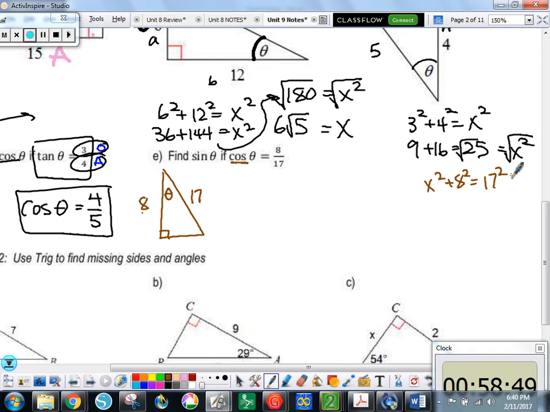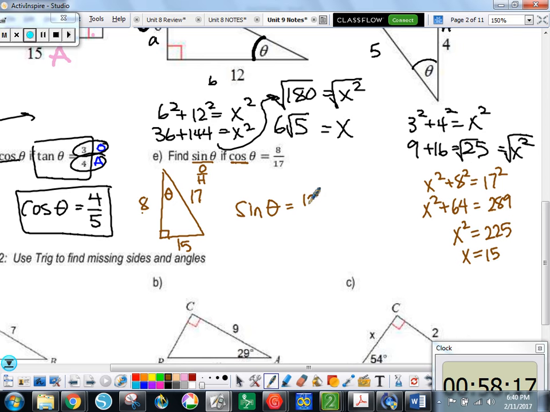x squared plus 64 equals 289. Subtract the 64. So x squared equals 225. Take the square root, x equals 15. So this length right here is 15. And if I want to find the sine, which is OH, I'm going to say the sine of theta equals 15 over 17.